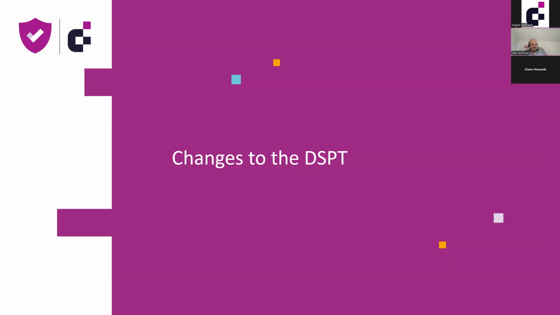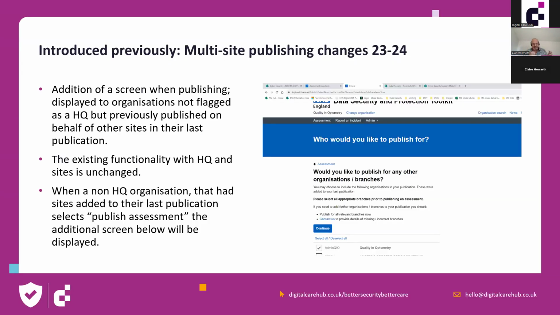So I mentioned earlier that the DSPT year runs from June to June. So each June they do review the DSPT, and so occasionally they make changes to reflect the current requirements. So you will need to be aware that there could be changes. Last year there were changes to make it easier for multi-site publications, and they added a screen when you're publishing that's displayed to organisations not flagged as previously HQ.